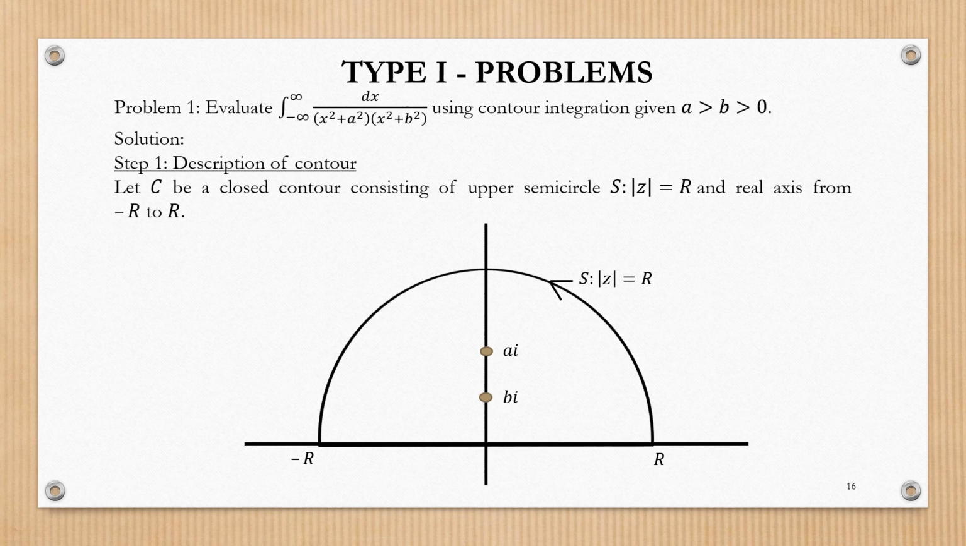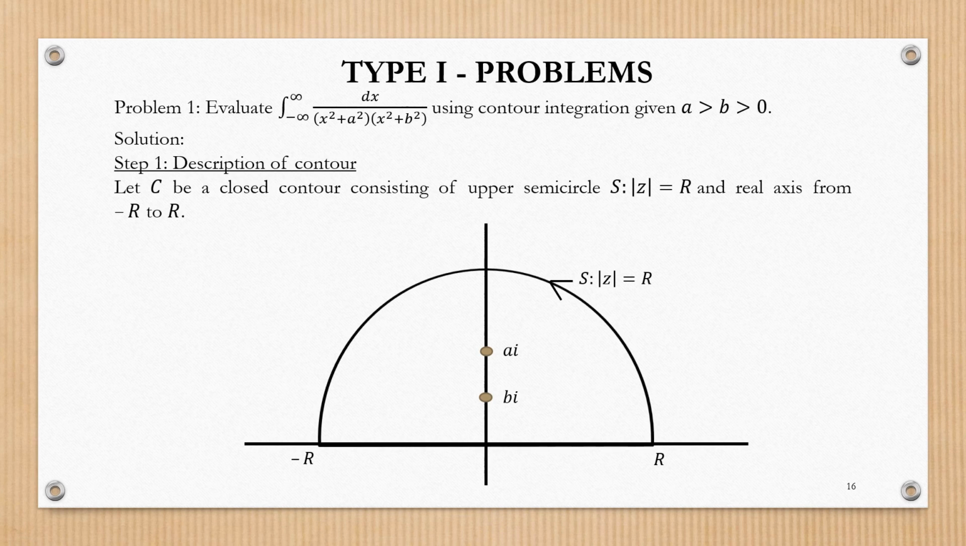How do we recognize that the problem is a type 1 problem? Two things. Number one, the integration has limits from minus infinity to plus infinity. The second observation is it is of the form p of x by q of x. In this case, it is 1 divided by (x square plus a square) into (x square plus b square). Dx represents the variable of integration. So for p of x, the numerator polynomial, we have 1, and for q of x, the denominator polynomial, we have (x square plus a square) into (x square plus b square). That is how the problem becomes a problem of type 1.